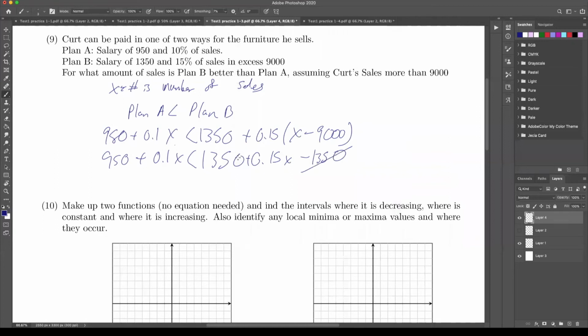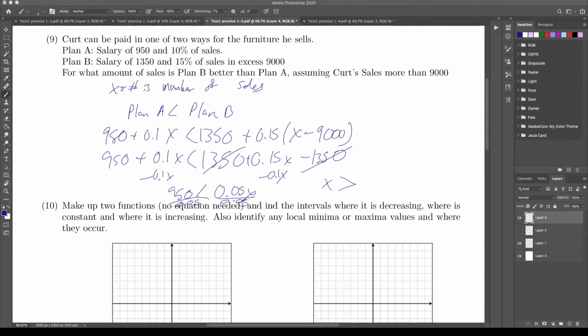So this just cancels with this, and then I minus the 0.15x from both sides, and so I'll get 950. I minus this from both sides, and so I'll get 0.05x. Divide by 0.05, and I get x is greater than, and then I need to calculate what that number is.